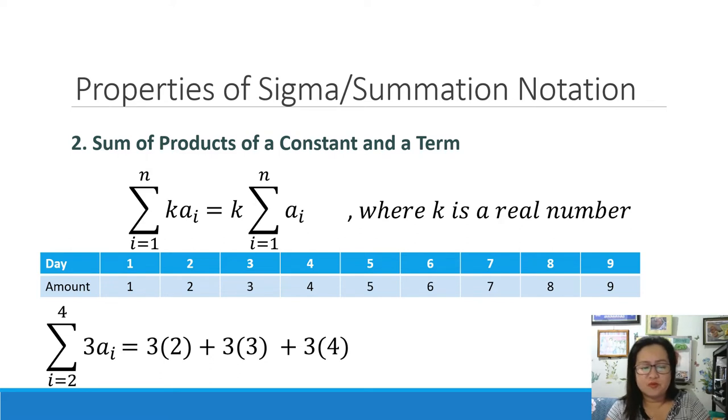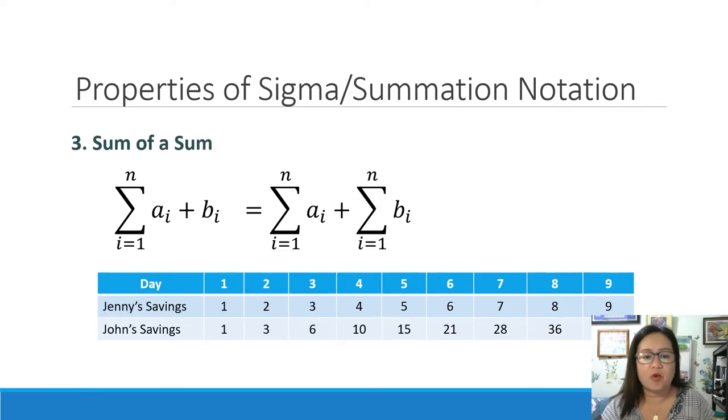Writing it in expanded form, we shall have 3 times 2 plus 3 times 3 plus 3 times 4. Simplifying that, we will have 6 plus 9 plus 12. That will give you 27. However, applying the property, we will have 3 times the sum of 2, 3, and 4. 2 plus 3 plus 4, simplifying that, will give you 9. Times 3 will give you 27, which is the same as what we have found in the previous computation.